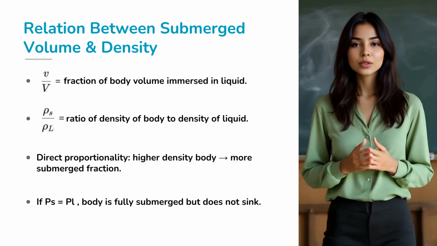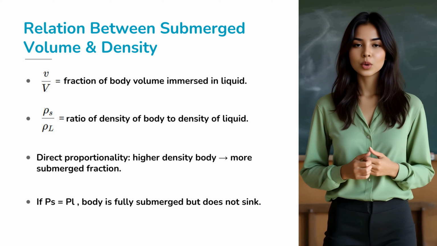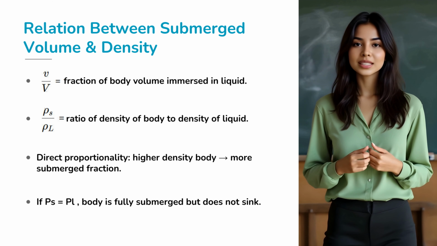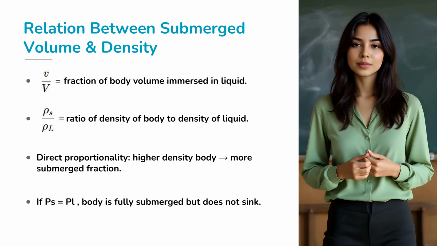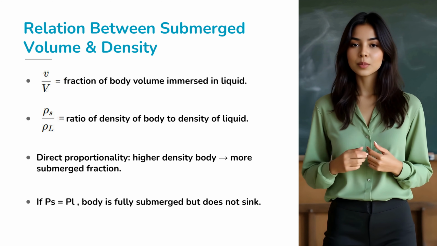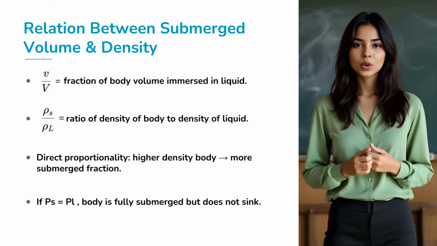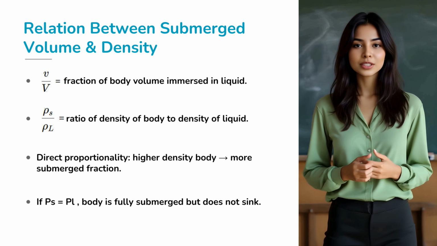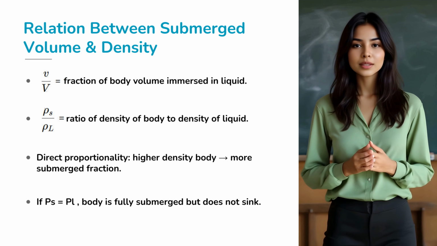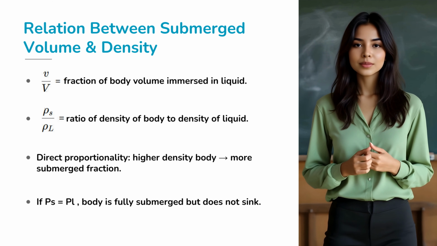Thus, the ratio of the submerged volume to the total volume of the body equals the ratio of the density of the body to the density of the liquid. This is a beautiful result because it tells us immediately how much of an object will remain underwater and how much will be above the surface. The lighter the body compared to the liquid, the smaller the submerged part.